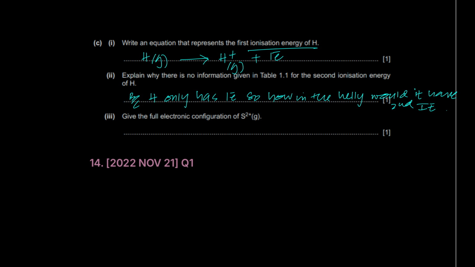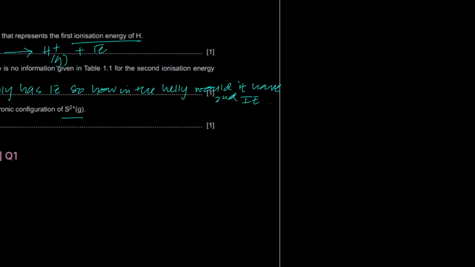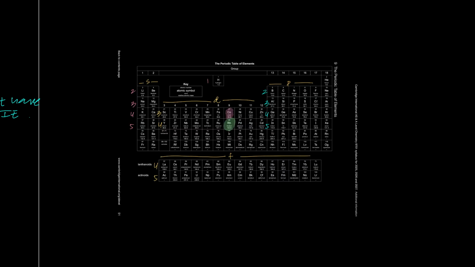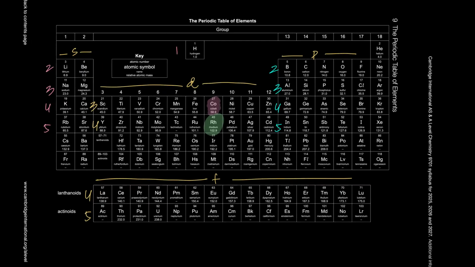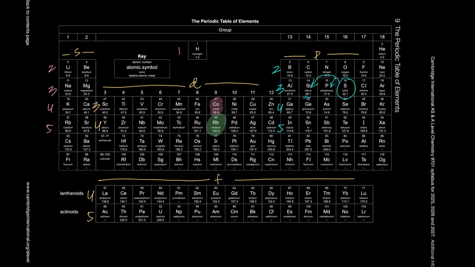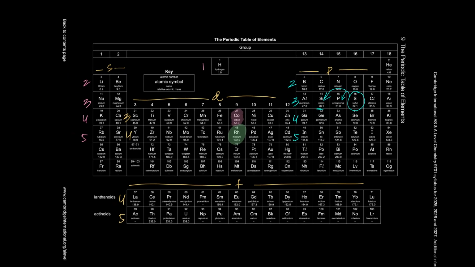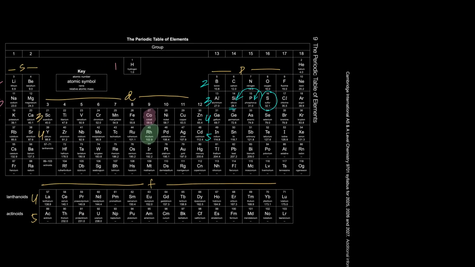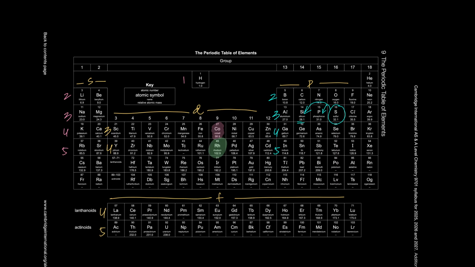Give the full electronic configuration of S2 plus. Where's my periodic table? S2 plus, where is S2 plus? S is right here. So 2 plus means that it loses one electron and it loses another electron. So it goes right here to silicon's electronic configuration. But first of all, let's just write the electronic configuration of sulfur. Always write the electronic configuration of the neutral atom first, for positive ions.